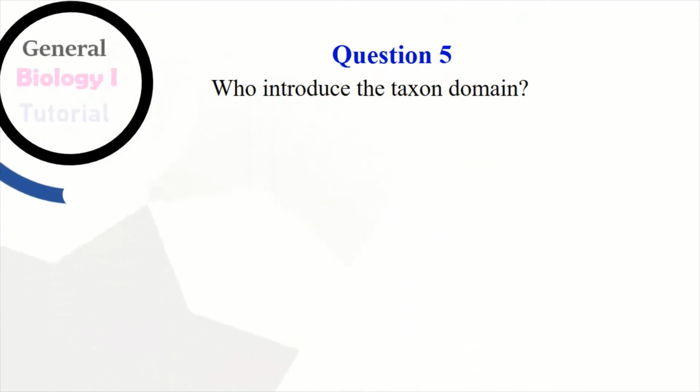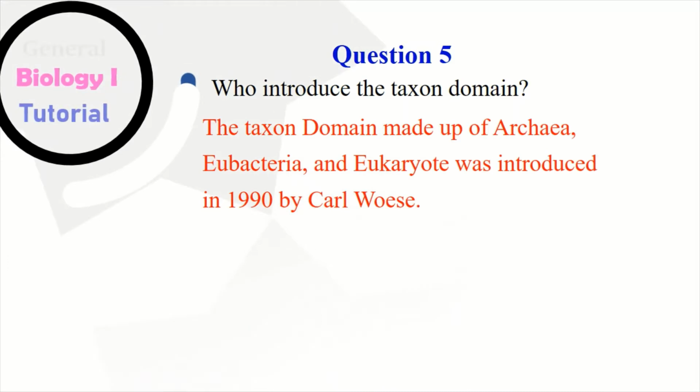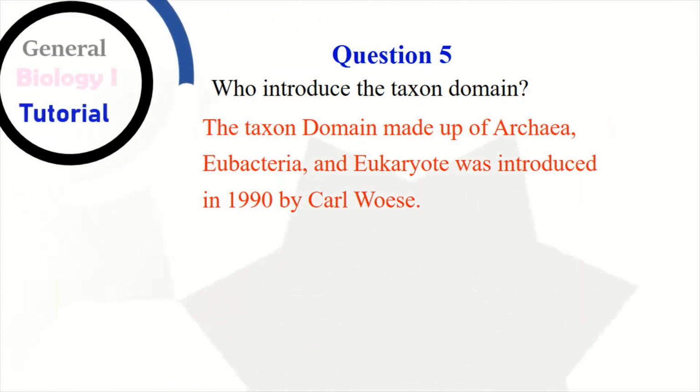Question 5. Who introduced the taxon domain? The taxon domain, made up of Archaea, Eubacteria, and Eukaryote, was introduced in 1990 by Carl Woese.